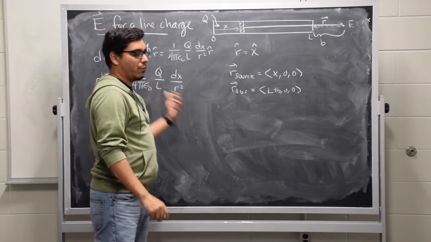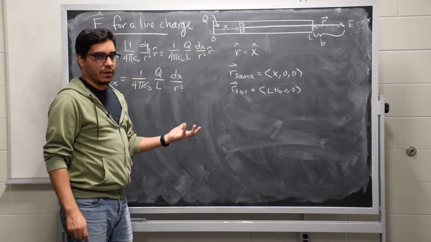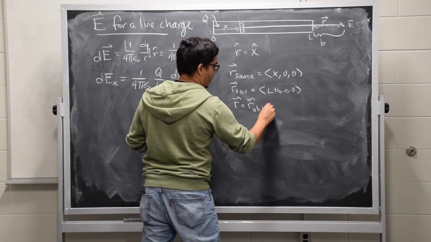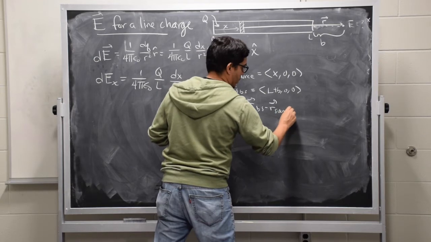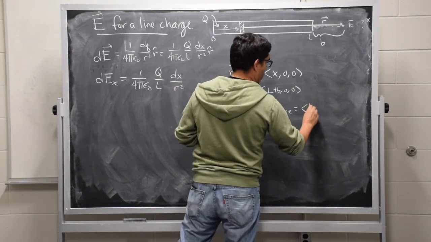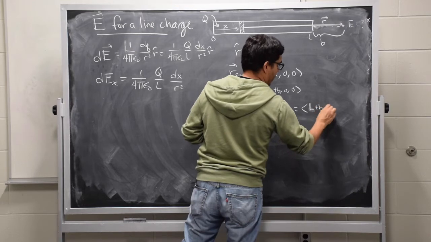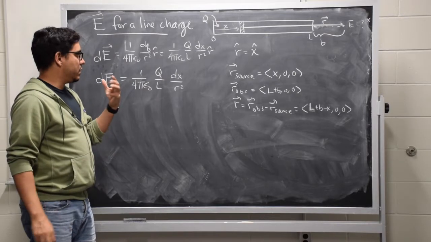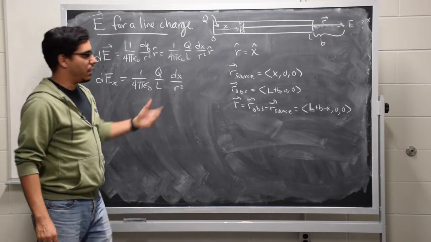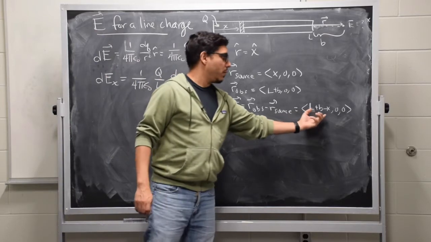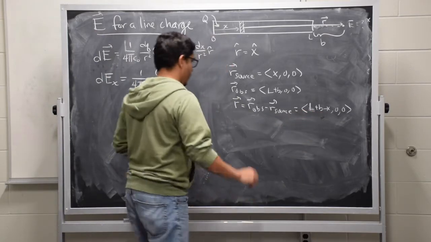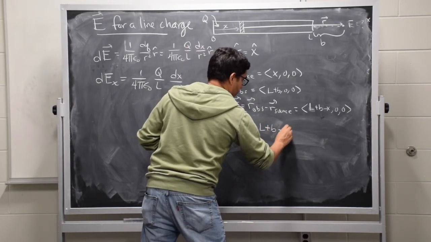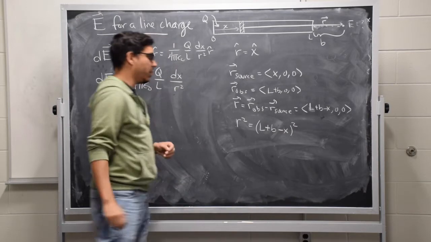As a result, we end up with a really simple description of the separation vector r, compared to the previous video anyway, which is always observation minus source. It's equal to (L plus b minus x, 0, 0). That means the magnitude, which is what we need here, is just the square root, so we can write down r squared really easily as (L plus b minus x) squared.